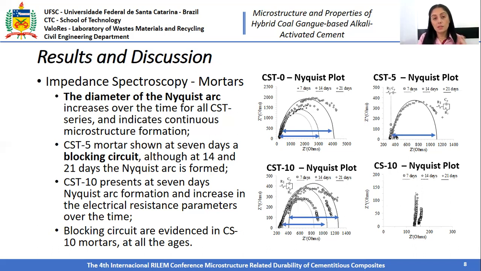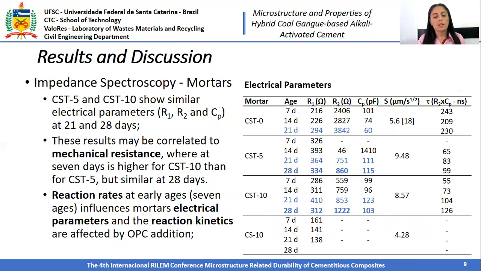The blocking circuit was evidenced in CST5 at 7 days and in the CS mortars. The time constant increases over the time of reaction for CST series and more significantly for hybrid mortars. This indicates an increase in electrical resistance parameter, which reflects the ion movement. The ion movement is reduced by formation of a porous matrix, so the higher the addition of Portland cement, the earlier the time constant reaches 100 nanoseconds. This may evidence the greater influence of calcium addition to accelerate the alkaline reaction.